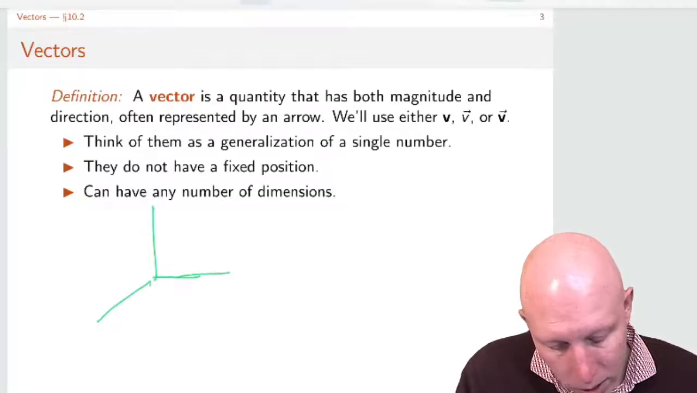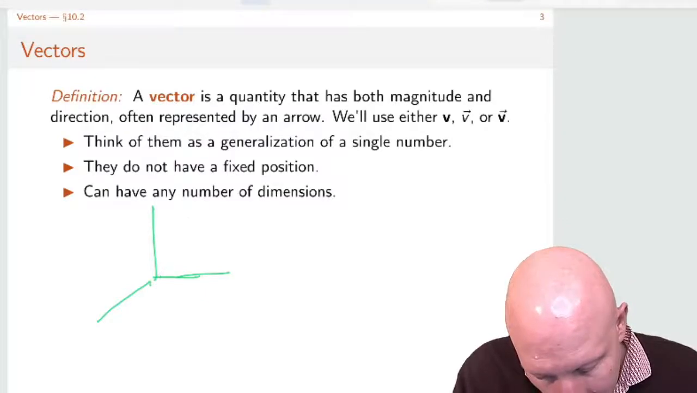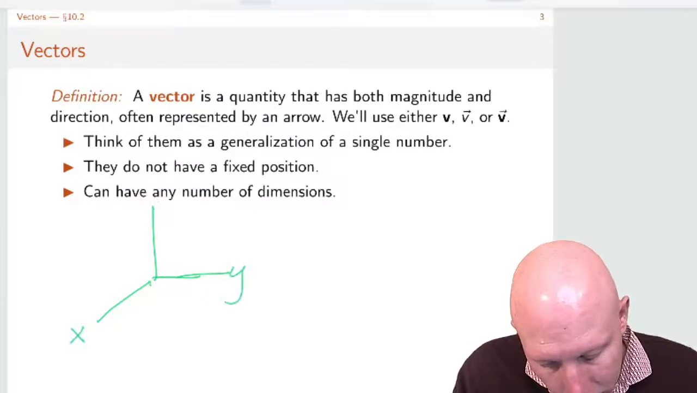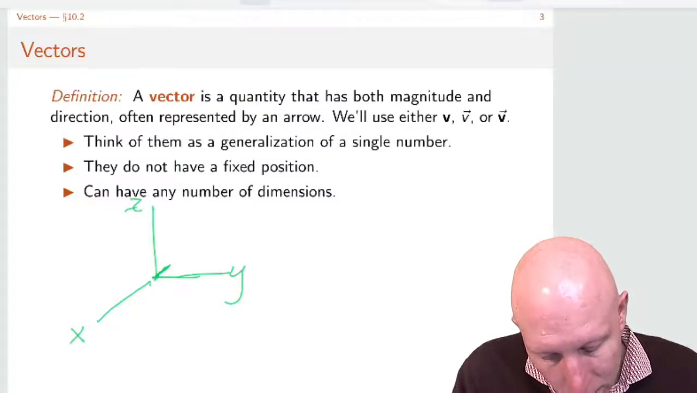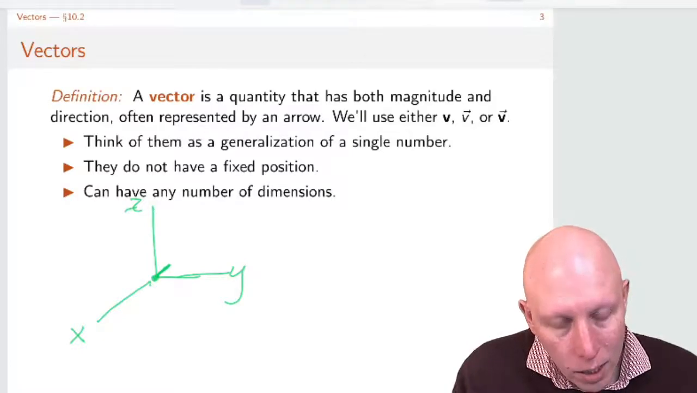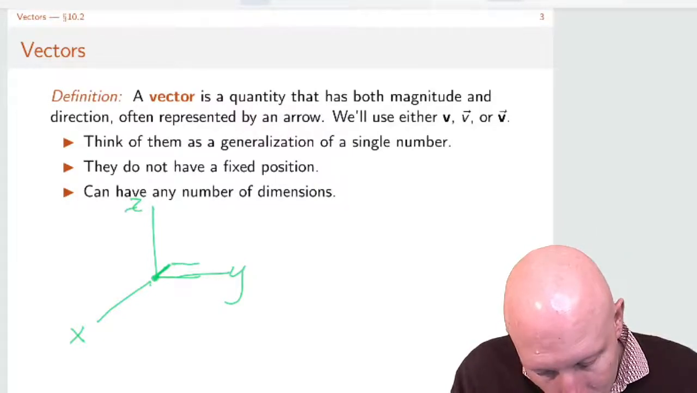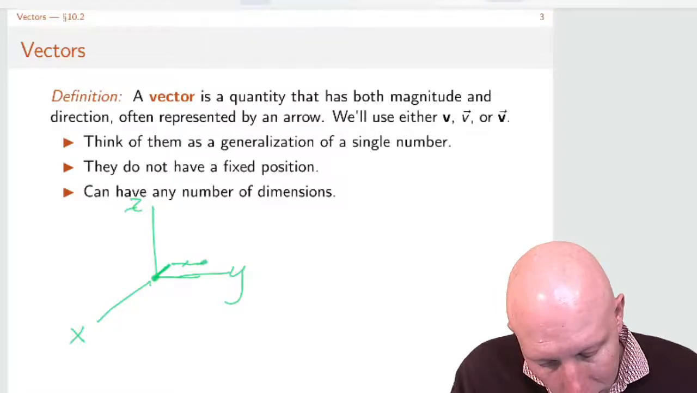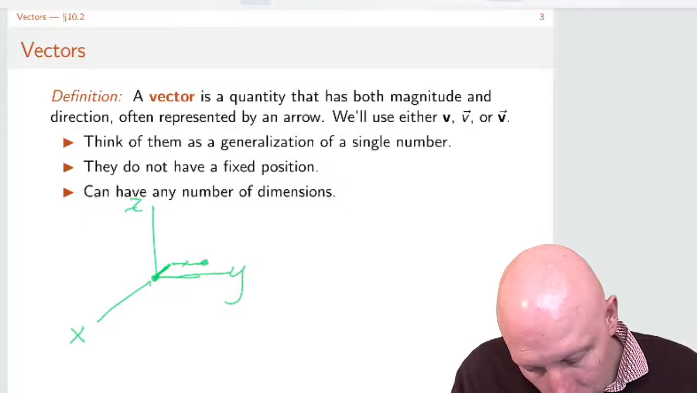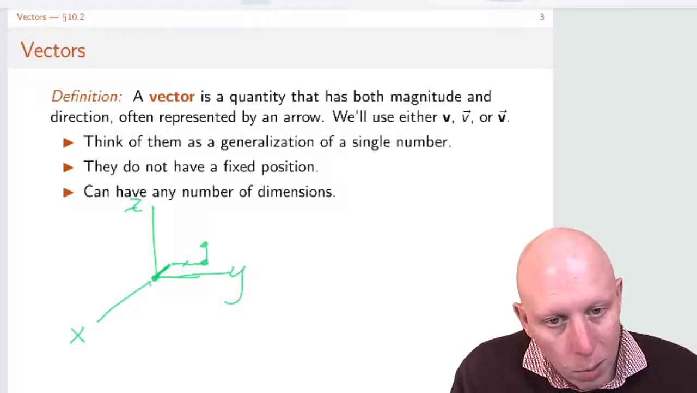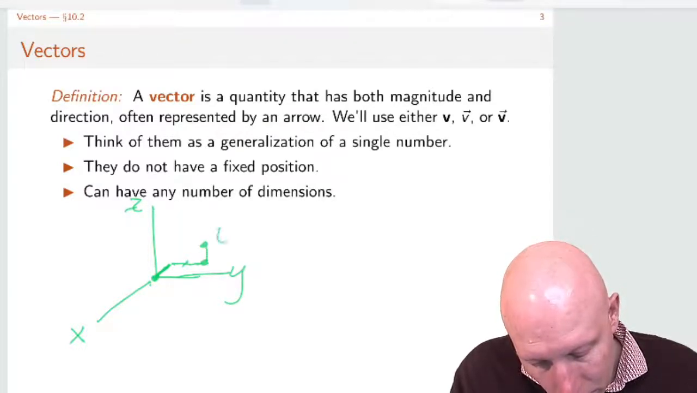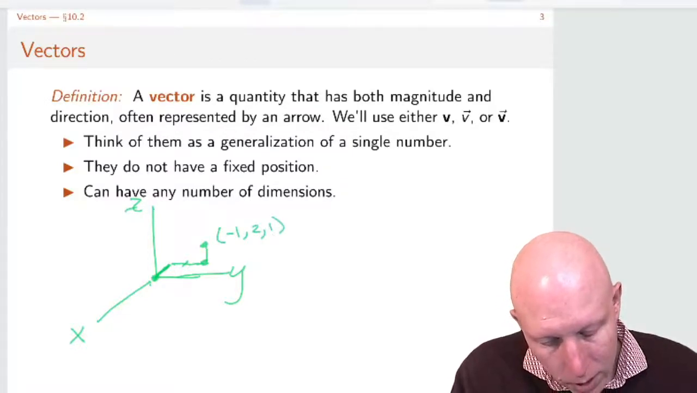If we're talking about a vector, remember this is x, this is y, this is z, we can talk about maybe moving 1 unit in the negative x direction. So we're going to start at the origin. We're going to move 1 unit in the negative x direction, 2 units in the positive y direction, and 1 unit in the positive z direction. So that gets us to the point -1, 2, 1. So these are the coordinates of this point.